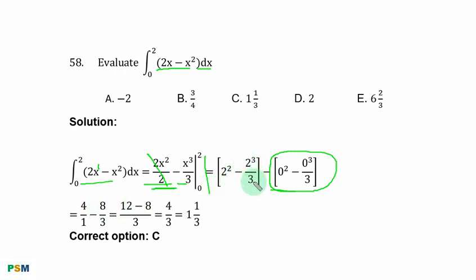minus 8 over 3. To have a balanced fraction, you can write 4 as 4 over 1. The LCM is 3. Divide 3 by 1 is 3 times 4. You have 12 minus 3 divided by 3 is 1 times 8. You have 8. When you subtract, you have 4 over 3. As a mixed fraction, you have one whole number, 1 over 3. The correct option is C.